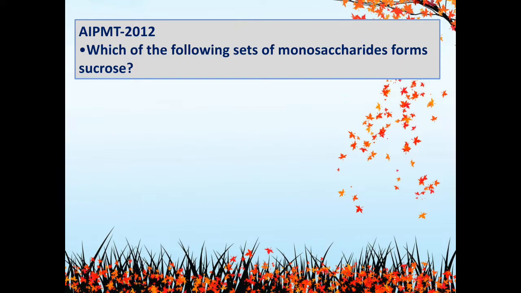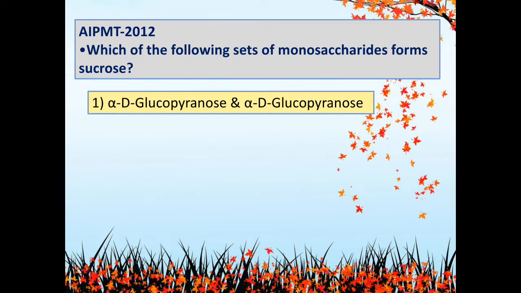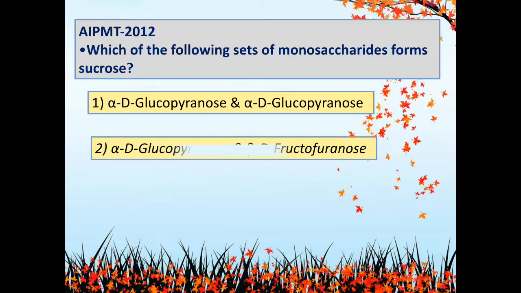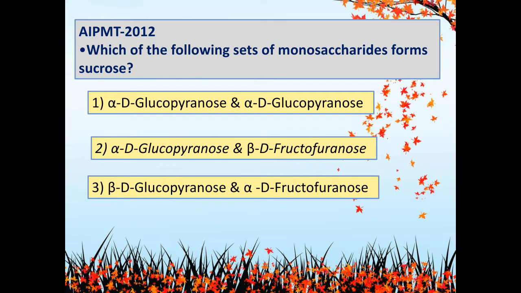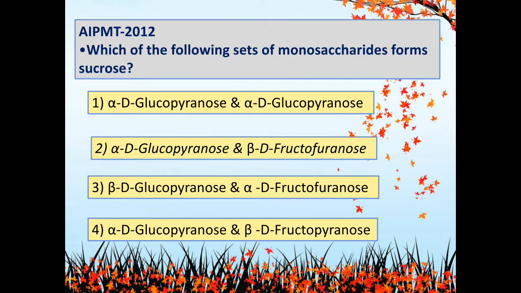Which of the following sets of monosaccharide forms sucrose? Option number 1, alpha D glucopyranose and alpha D glucopyranose. Option 2, alpha D glucopyranose and beta D fructofuranose. Third option, beta D glucopyranose and alpha D fructofuranose. And fourth one, alpha D glucopyranose and beta D fructofuranose. Among these 4 sets, which set of monosaccharide forms sucrose?